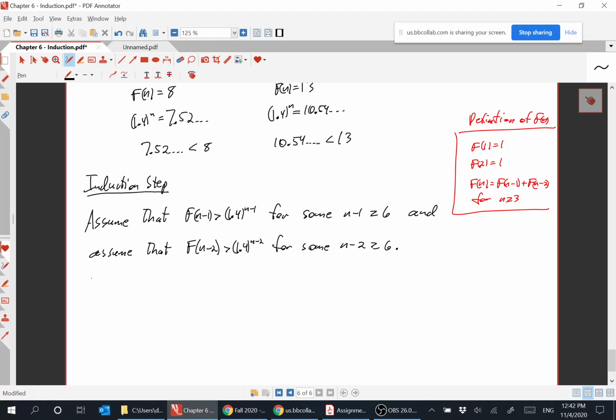And we want to show that Fn is greater than 1.4 to the n is true as well. Okay? So we want to show Fn is greater than 1.4 to the n. All right. What do we know about Fn to start out with?